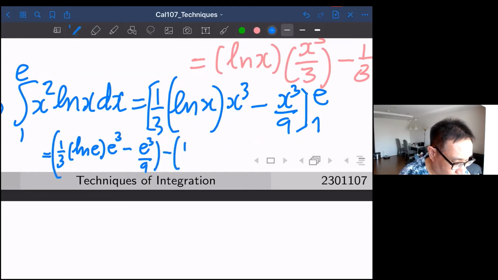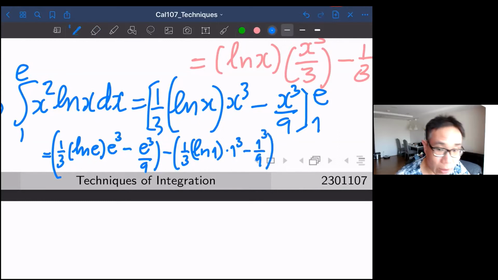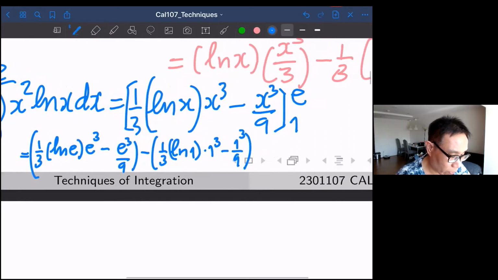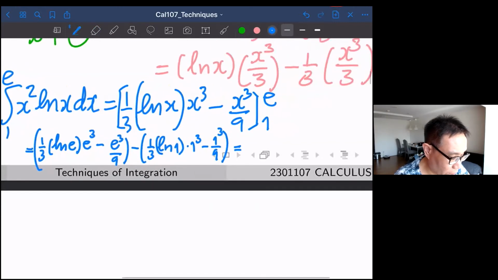Minus 1/3 log 1 times 1 cubed minus 1 cubed over 9. So log 1 is 0, so this term equals 0, and log e equals 1. So the final answer will be 2. So this one will be e cubed.